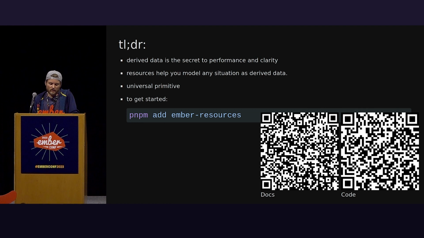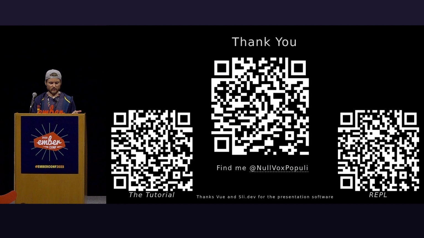So, in much the same way that promises are better than callbacks, resources are better than effects or other ways of working with lifetimes. Some last thoughts I leave with you before the end here: derived data is really good. Resources help you model any situation as derived data, and resources are not effects. Someone has to pull on the resource for it to begin executing. And resources are part of a plan to bring Ember's reactivity to everyone through Starbeam. And you can install this right now and get started before I walk off stage.